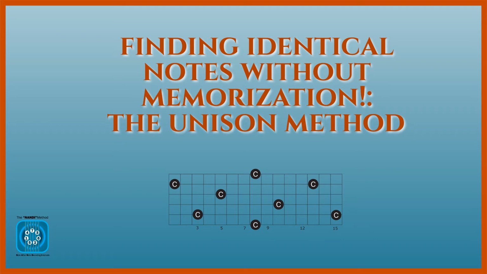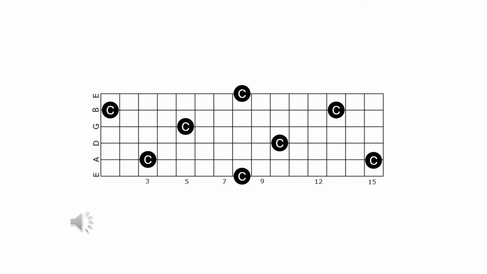Today we will be going over finding identical notes using the unison method. First I'm going to start by showing you the fretboard with all of the C notes. Here you can see all of the locations of the natural note C on the fretboard. As you can see, the first note C is on the lowest string E on the 8th fret.